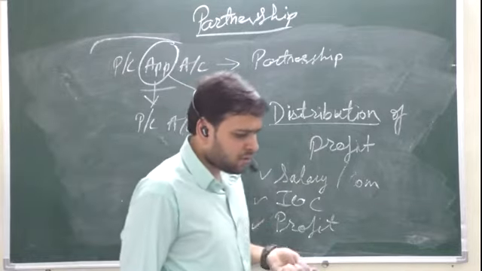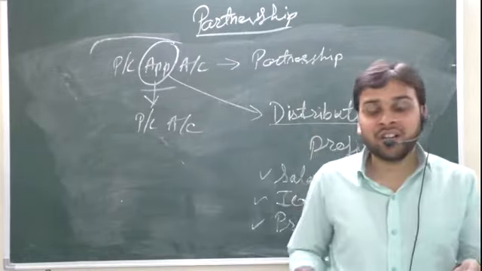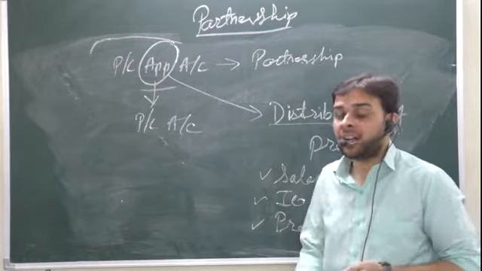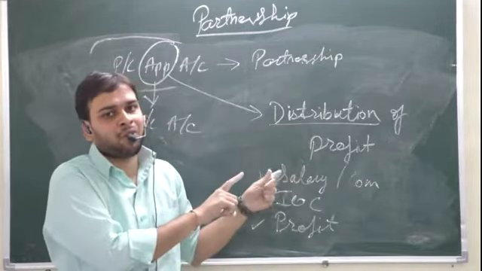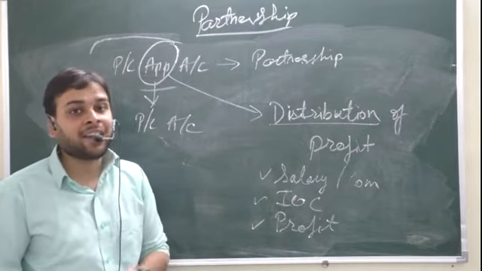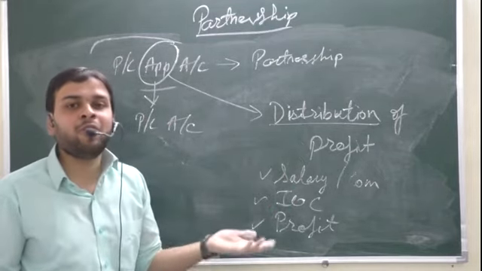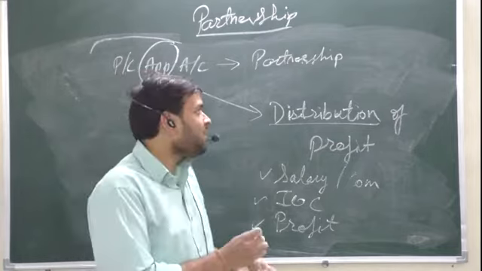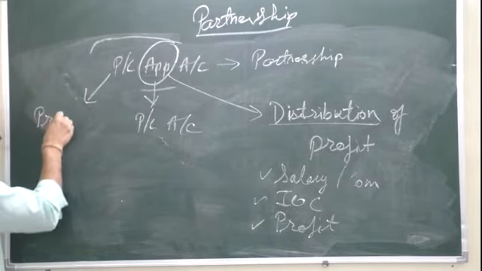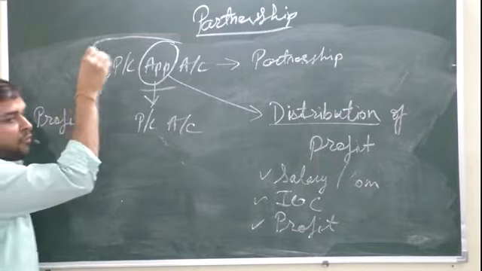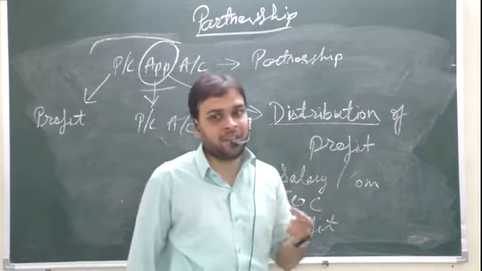Okay friends, now we are moving further to our topic, that is distribution of profit. So it is not about charge, it is distribution. It means that if there is a profit, then only we can distribute the profit. In case of loss, what are we going to distribute? This account is prepared only and only in case of profit in the business.